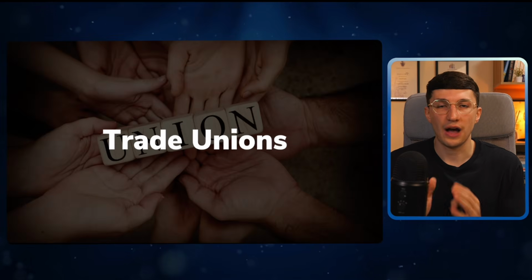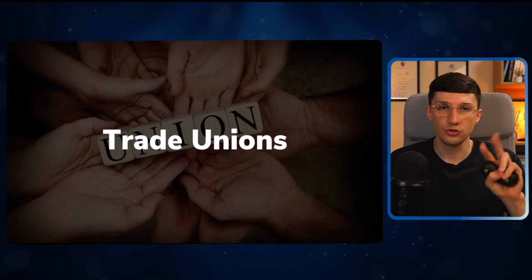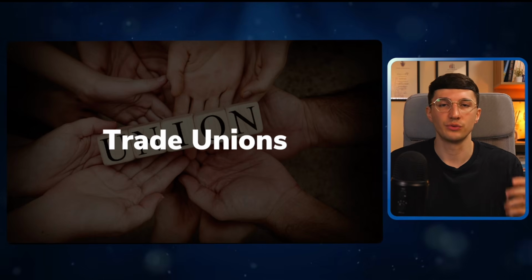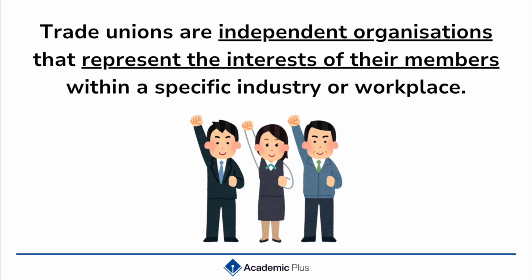Now, in order to improve our employee and employer relationships, there's 2 different ways. We can look at trade unions and we can also look at work councils. Let's first of all look at a trade union. Now, all a trade union is, is an independent organisation that represents the interest of their members within a specific industry or workplace. So, for example, you've got your teachers' trade union.